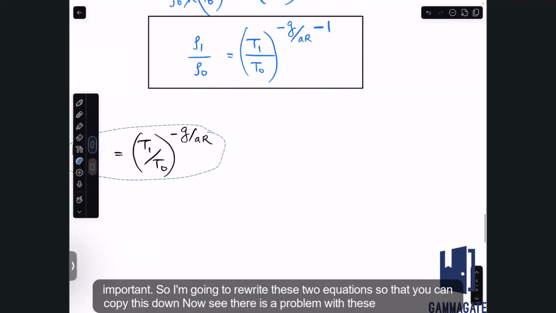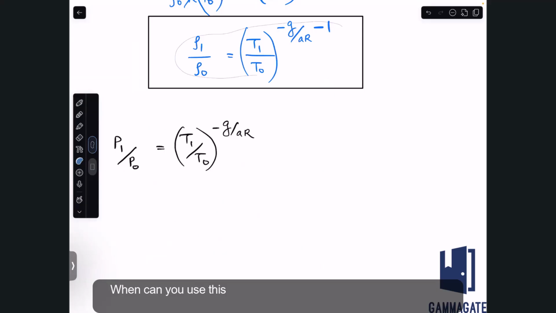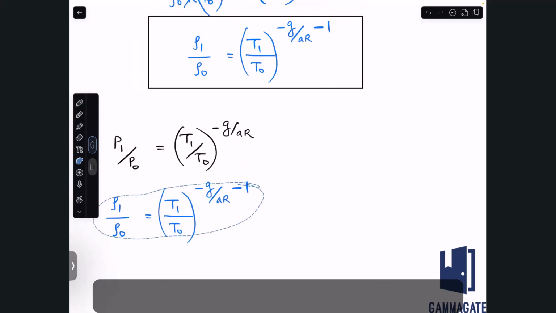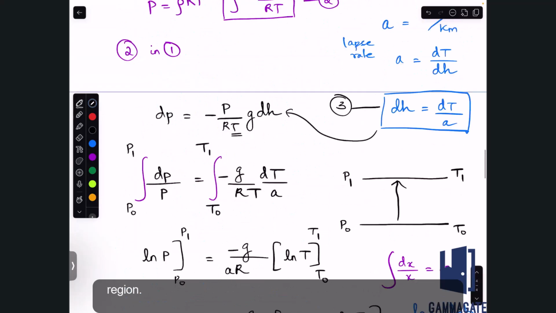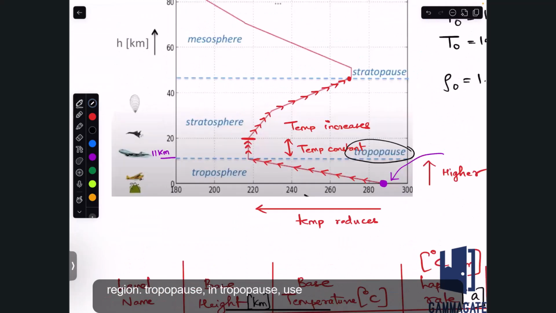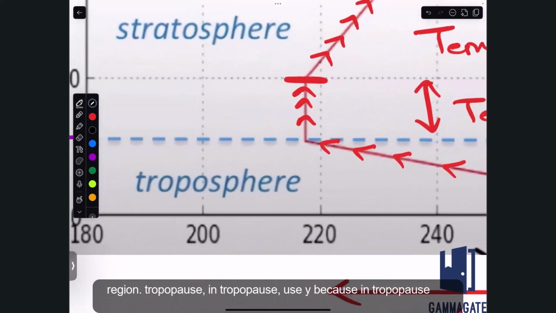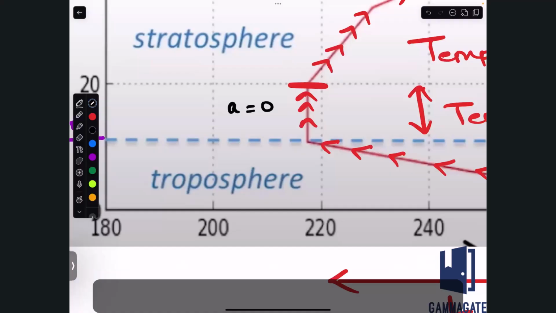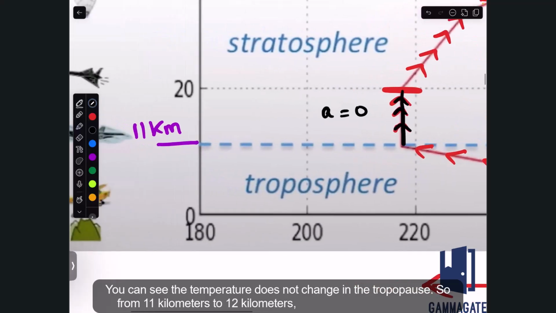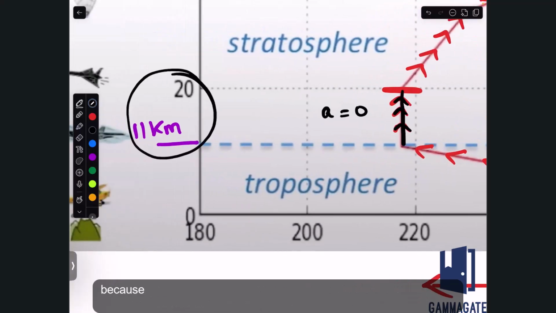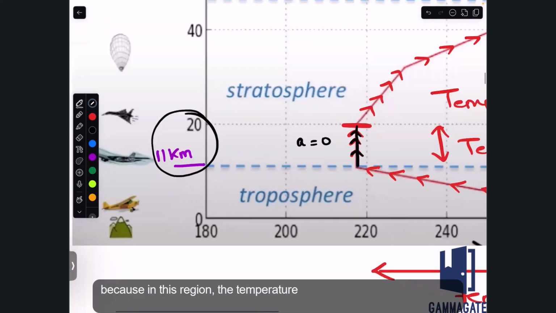Now see, there is a problem with these two equations. When can you use this equation and when should you not use this equation? You can use it in the troposphere where the value of a is minus 0.0065 degrees per meter. But you cannot use this formula in the tropopause. Why? Because in the tropopause, the lapse rate is 0. You can see the temperature does not change in the tropopause. So from 11 kilometers to 20 kilometers, you cannot use this formula because in this region, the temperature is constant.